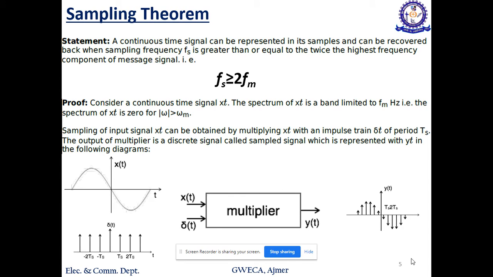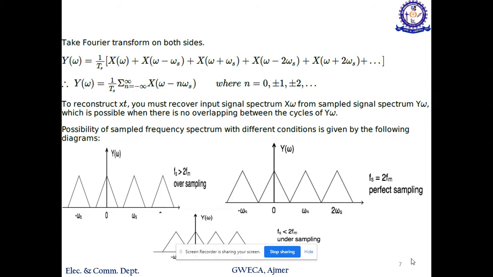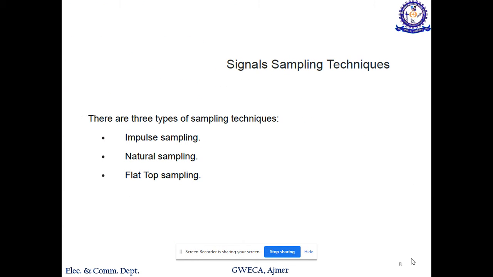The sampling theorem says that any signal can be reconstructed back from its original signal if the sampling frequency is greater than or equal to twice the message frequency. So we have done all the mathematics and concluded that. Now in today's class we will discuss the sampling techniques.